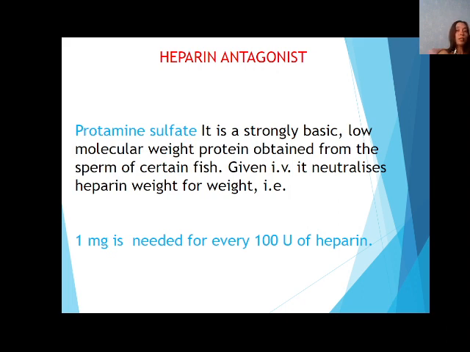And the last, about the heparin antagonist: it's protamine sulfate. It's a strongly basic, low molecular weight protein obtained from the sperm of certain fish. The dose that should be given is 1 milligram for each 100 units of heparin.